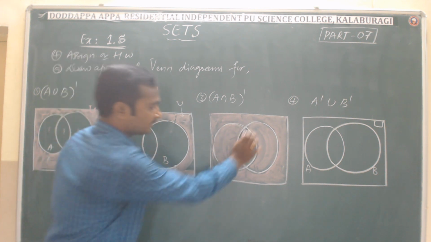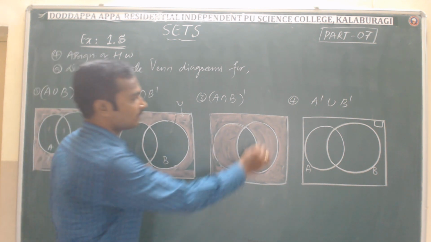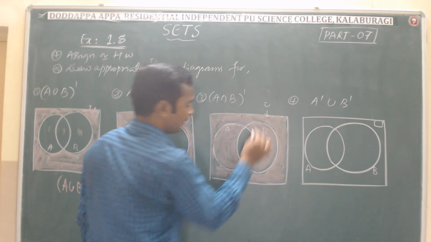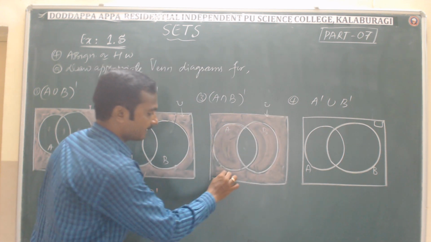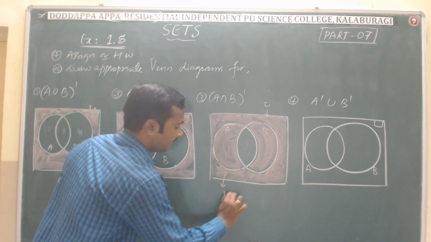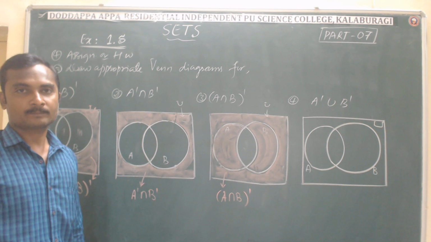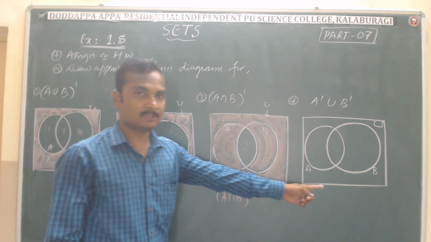You can see that this is the universal set, this is the set A, this is the set B, and this complete shaded area I can say is A intersection B whole complement. So let's go to the fourth one.